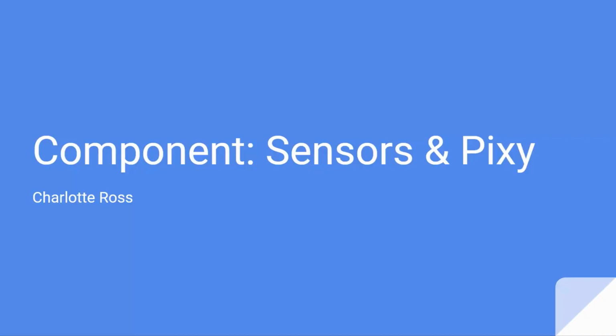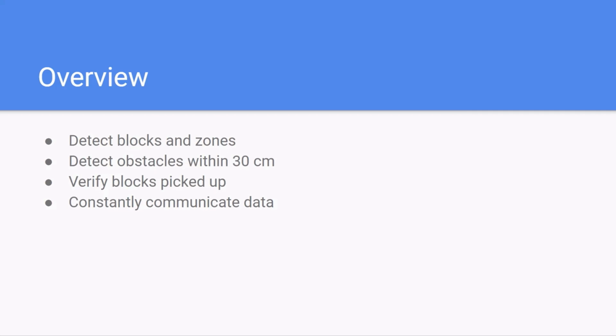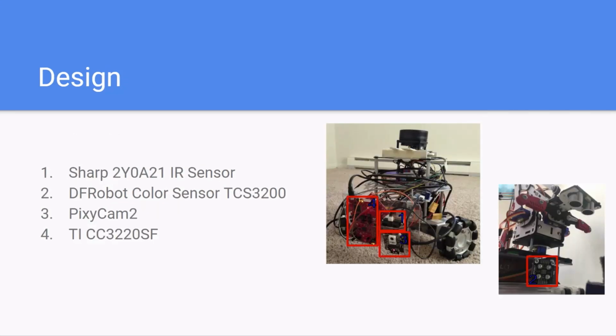I will be covering the sensors and PixieCam. The responsibility of the sensors and PixieCam are to detect blocks and zones, to detect and avoid obstacles, verify things picked up by the arm, and constantly communicate the data with the rest of the system. The system includes the Sharp IR sensor, the color sensor, the PixieCam 2, and the TI board provided by the class.